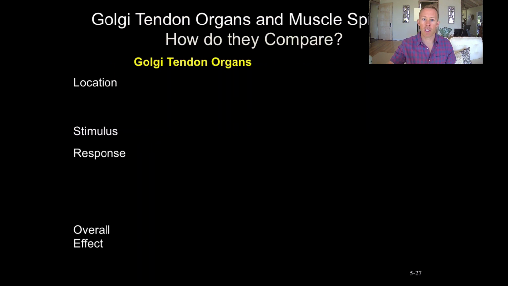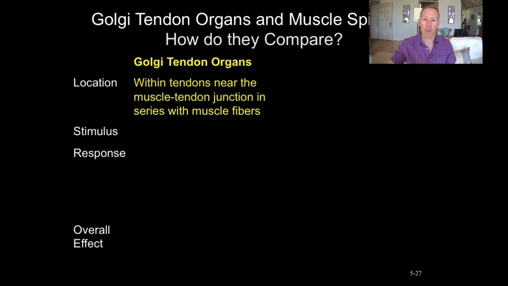So by location, we've got the Golgi tendon organ. They're located within the tendon near the muscle tendon junction, and they are in series. Do you remember that term before? In series means in a line. So you've got the muscle, then you've got the Golgi tendon organ, then you've got the tendon, then you've got the bone. So they're in series with each other.